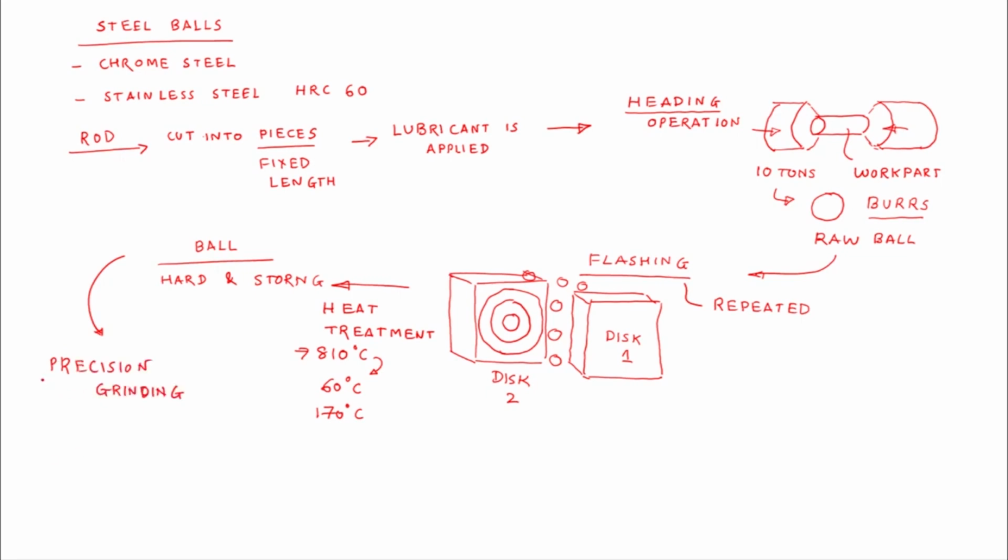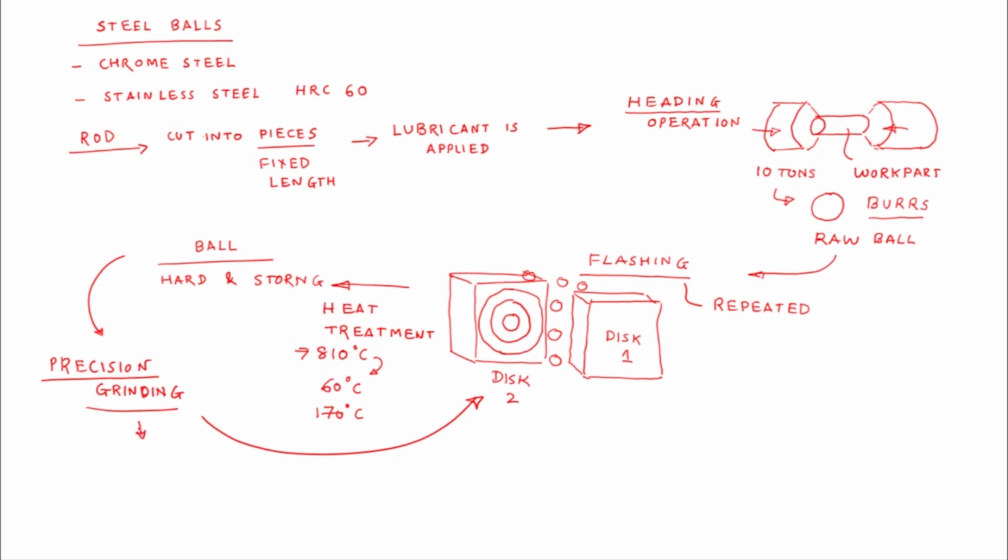In precision grinding as well, we are using the same concept. We have two sheets, one a fixed sheet and the other a rotating sheet. In between this fixed and rotating sheet, we take the balls so that whatever irregularities or asperities are there on the surface can be removed.